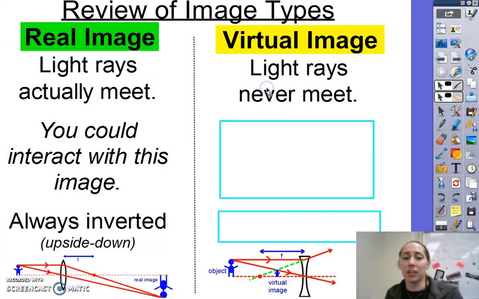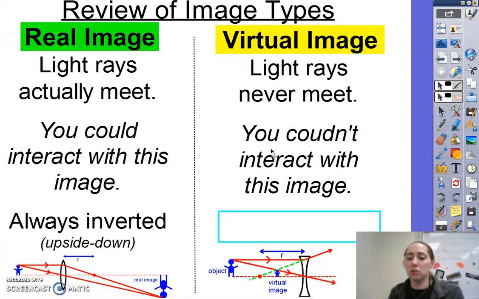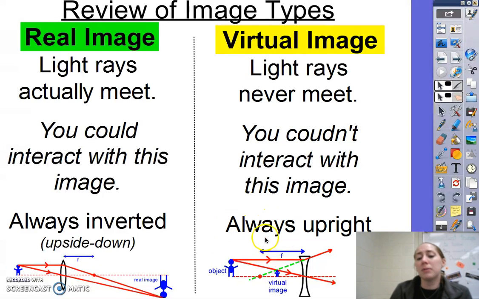Virtual images, in contrast, never actually meet with those light rays. So you can't interact with this image. It's just a potential image of where the light rays could have met if they went that way. These images are always upright, so in the same direction as the object.